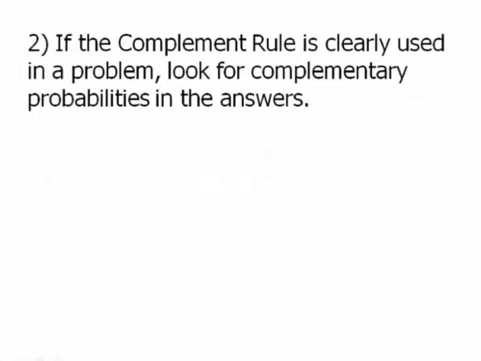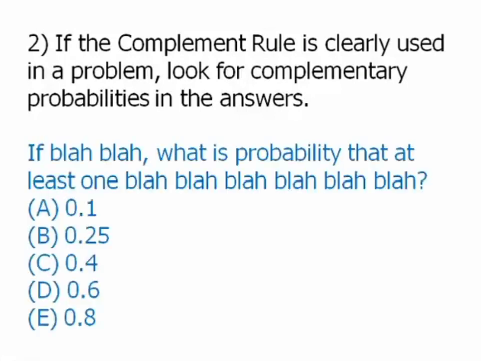Second, if the complement rule is clearly used in a problem, even if you don't know how to solve the problem, look for complementary probabilities in the answers. What do I mean by this? Suppose we have this question: if blah, blah, what is the probability that at least one blah, blah, blah? We have no idea what this question is about. It might as well be written in blah, blah. But you spot the magic words, at least one, and you remember that in an at least one problem, the quick way to do it is using the complement rule. So, of course, that's what the test maker has in mind.